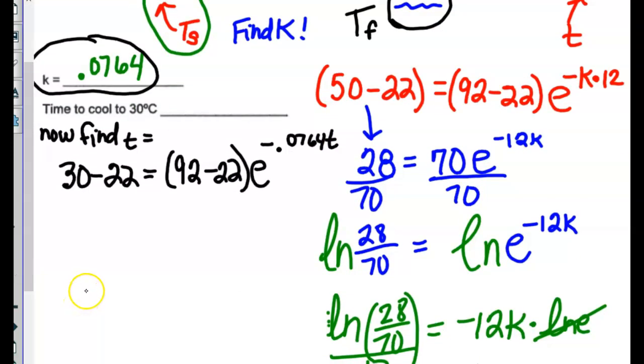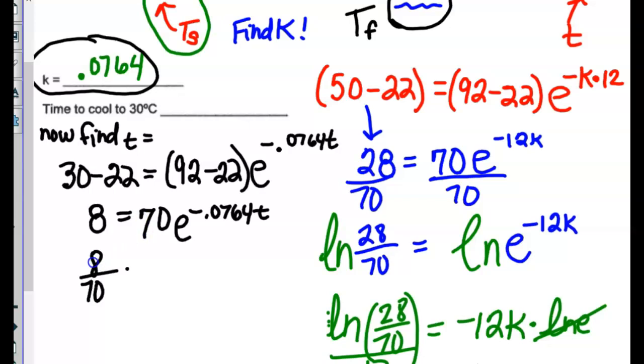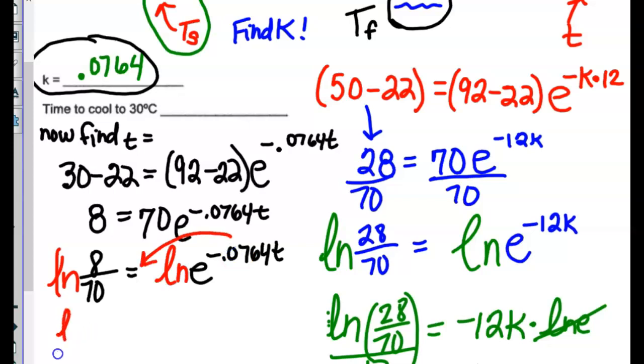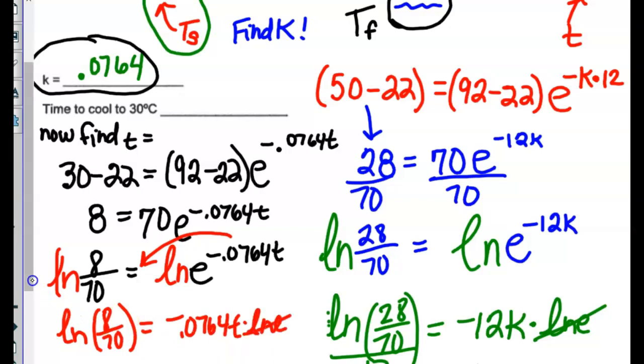Okay, what are the steps? Do these subtractions, then what? Divide by the 70, so we have 8 over 70, and I'm just going to leave that. Then take the natural log of both sides. This guy is going to move out front. So I have the natural log of 8 over 70 equals negative 0.0764 T ln of E, which is just 1.